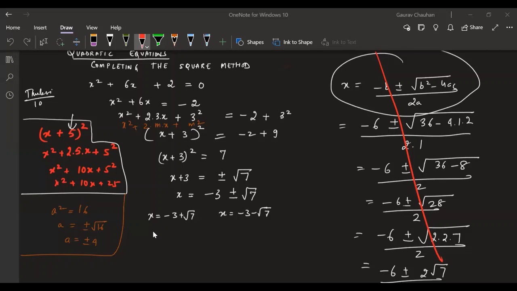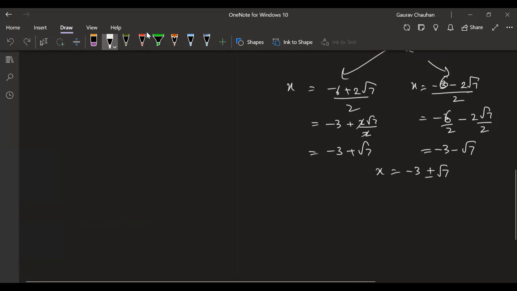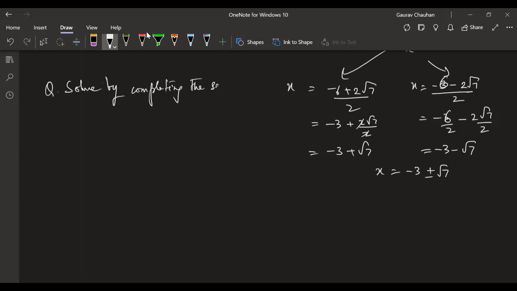Okay, I'm going to put a question up on the board now. Let's see if we can do this. Question, you write the heading as solve by completing the square method. Solve by completing the square. Just that is enough.